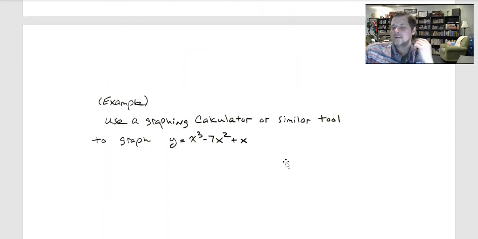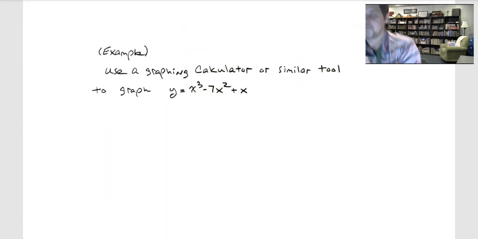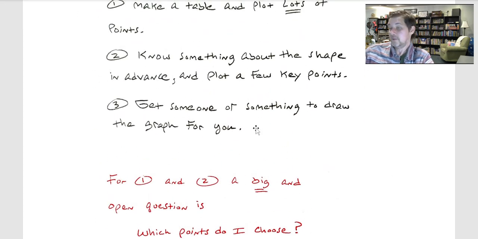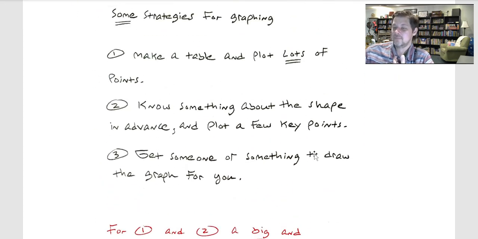All right. So let's do this. I want to go through the strategies, and this third strategy says get someone or something to draw the graph for you. When I wrote this, I really meant that we should get something to do it. Not that you would really ask somebody else, but something else.